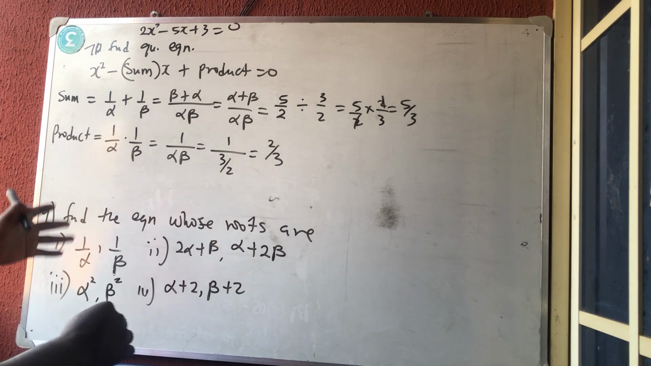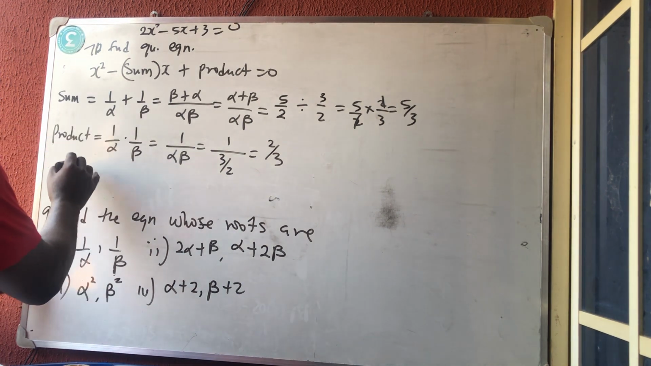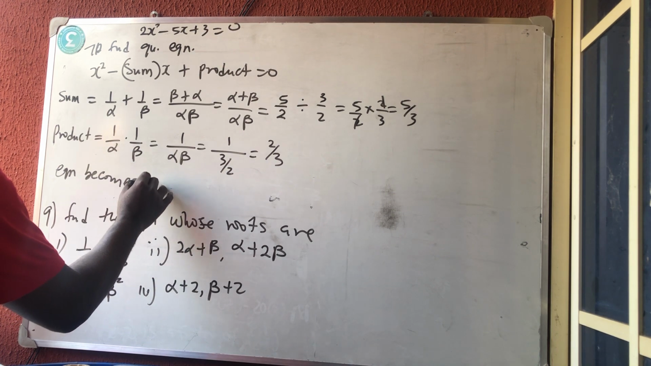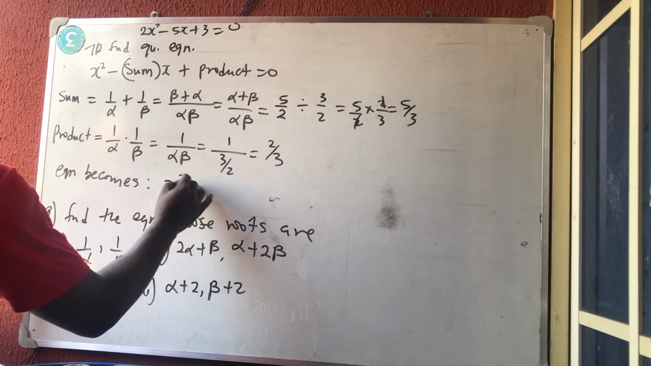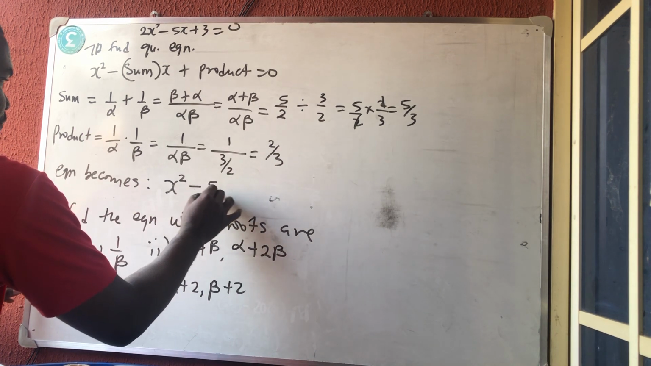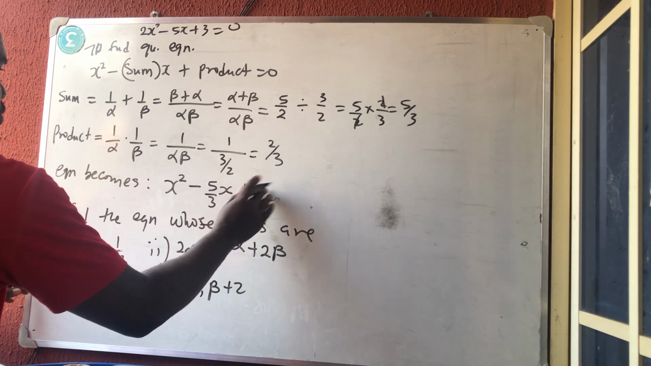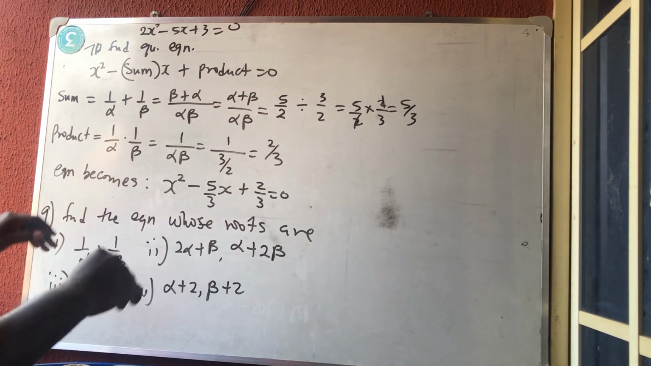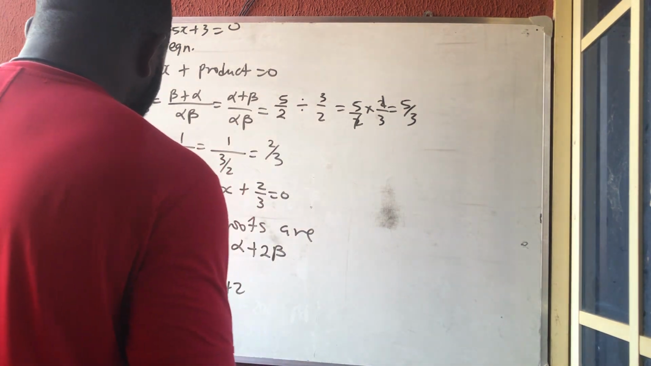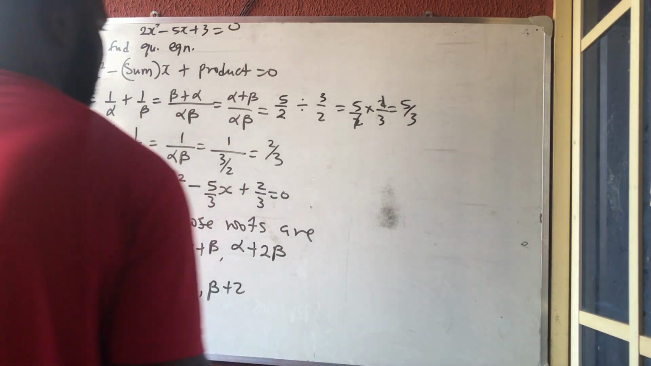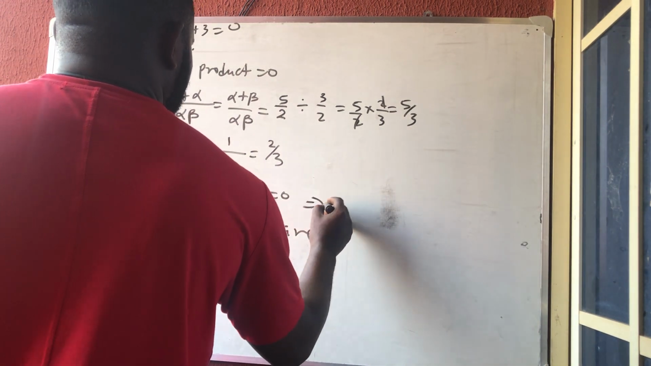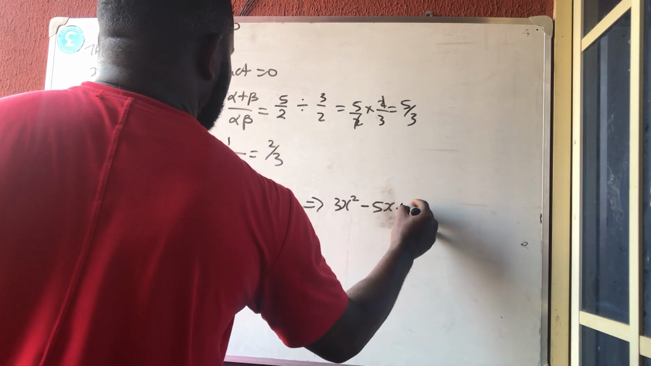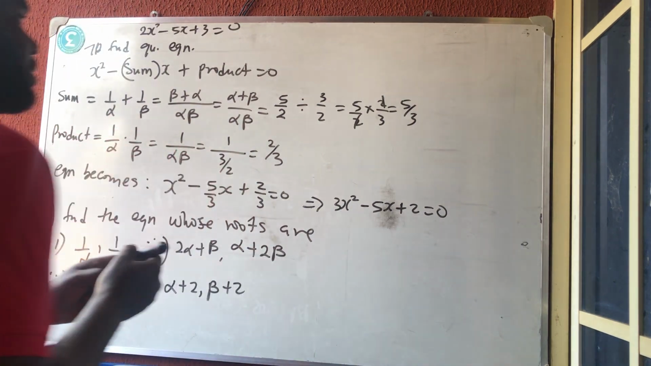Since I've gotten the sum and the product, the equation becomes x squared minus the sum, which is 5 over 3, x plus the product, which is 2 over 3, is equal to 0. To remove the denominator, multiply everybody by 3, which gives 3x squared minus 5x plus 2 equal to 0. And that is my result.